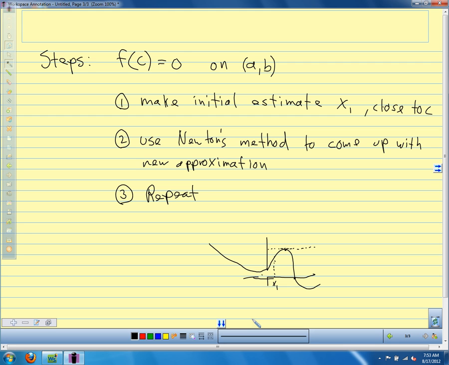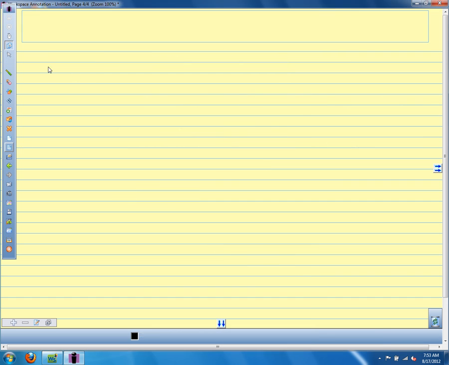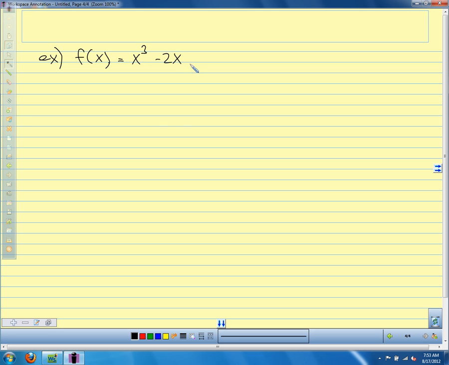All right. Example. So we have f of x equals x cubed minus 2x minus 5 equals 0. And we want to approximate the zero with 3 iterations.